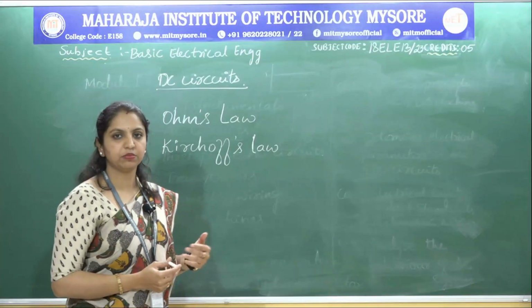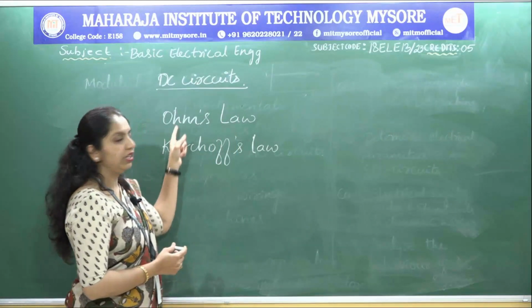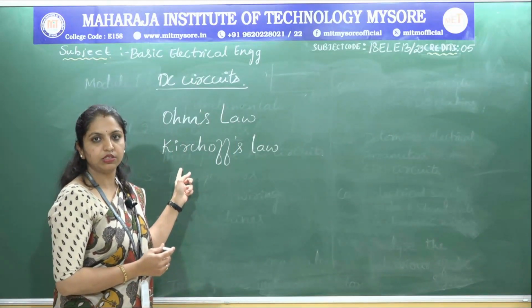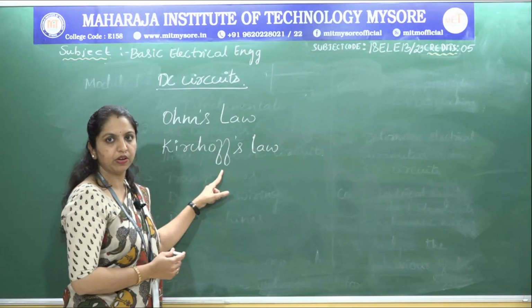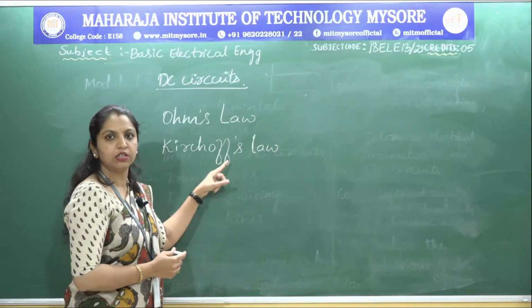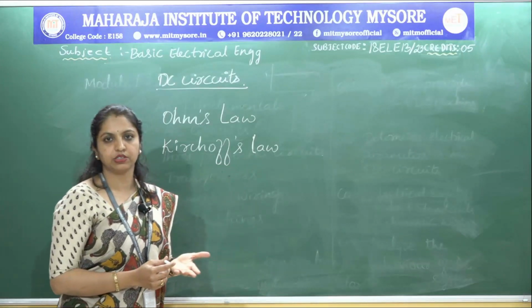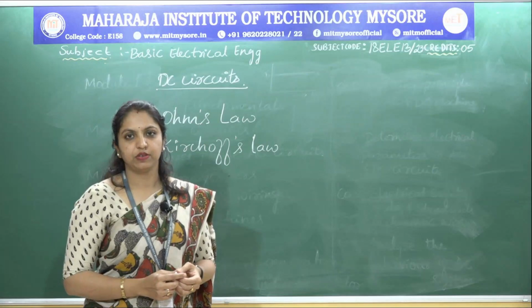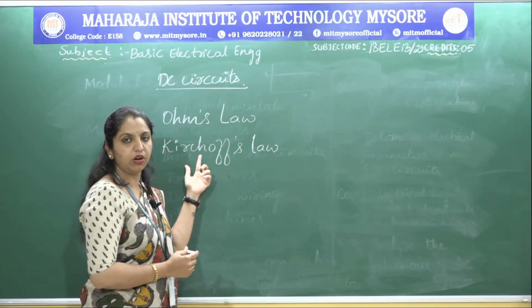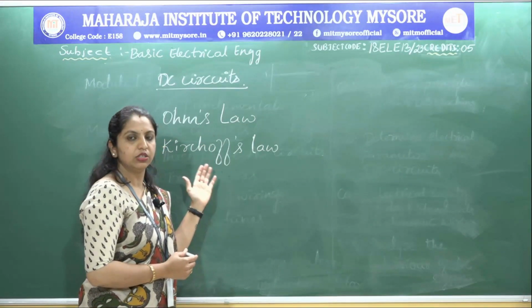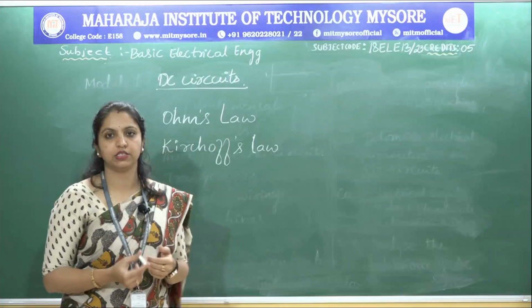The first chapter in the first module is DC circuits. Here in DC circuits you have the laws or concepts called Ohm's Law and Kirchhoff's Law. Based on Kirchhoff's Law, we have another 2 concepts, series combination of resistances and parallel combination of resistances. Before I introduce Ohm's Law and Kirchhoff's Law, let me explain what a DC circuit is.